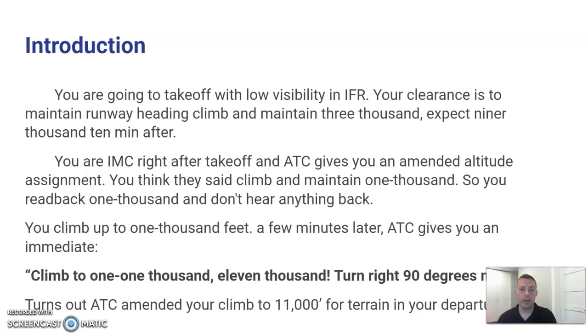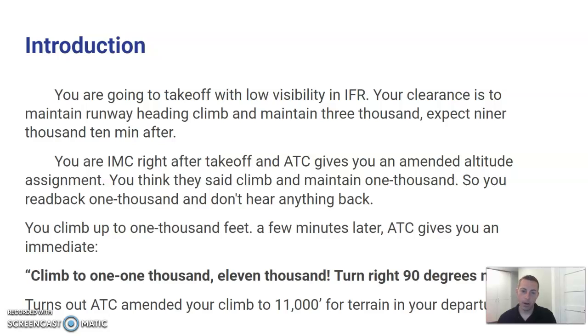So we'll start off with an introduction hypothetical scenario here. Let's say you're going to take off in low visibility IFR. Your clearance is to maintain runway heading, climb and maintain 3,000, expect 9,000 10 minutes after. So you're IMC right after takeoff, you're in the clouds, and ATC calls up and gives you an amended altitude assignment. You think they said climb and maintain 1,000, so you read back 1,000 and don't hear anything back.